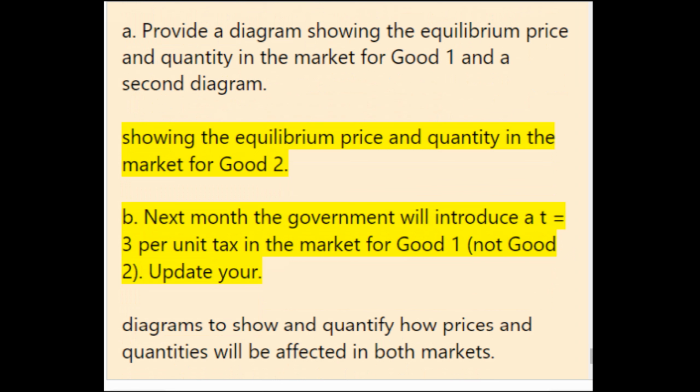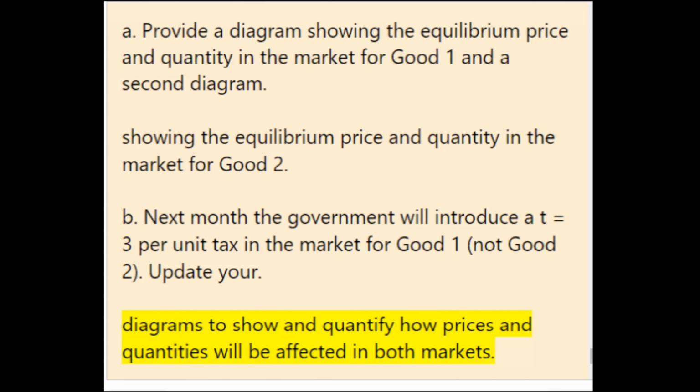B. Next month the government will introduce a tax, T equals 3 per unit, in the market for good 1, not good 2. Update your diagrams to show and quantify how prices and quantities will be affected in both markets.